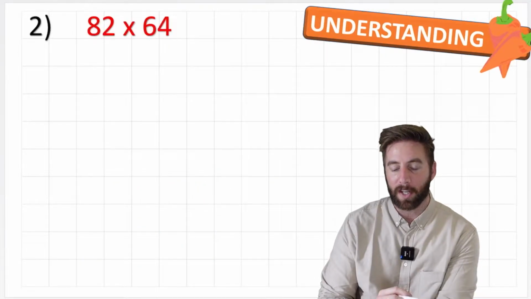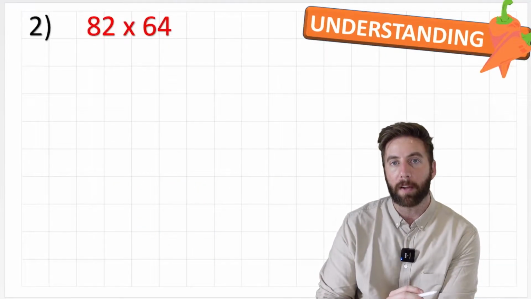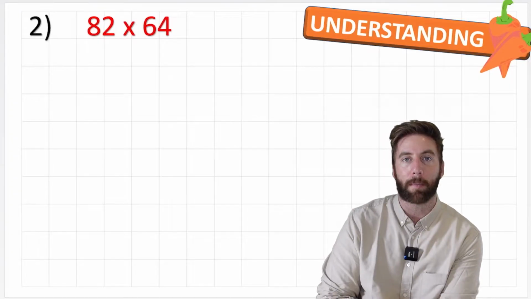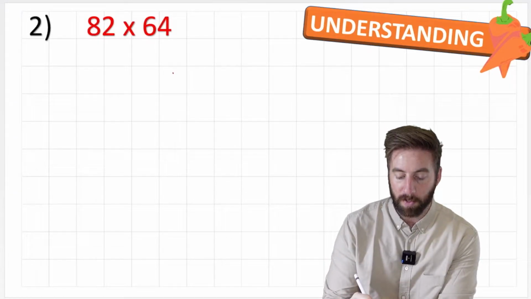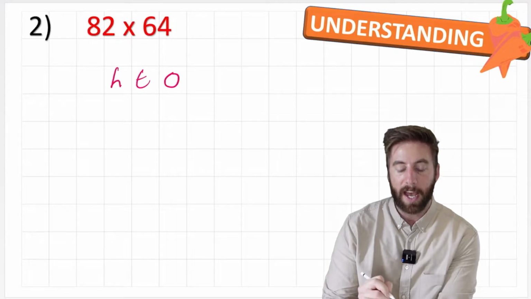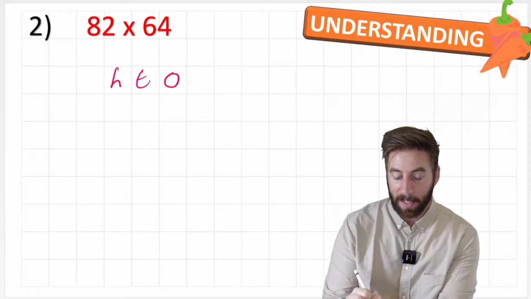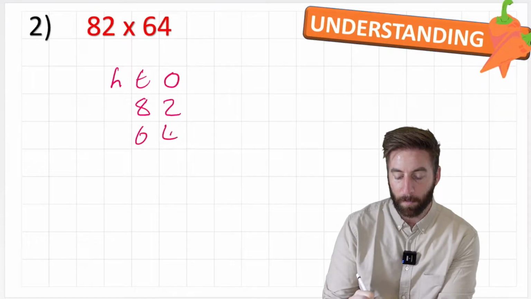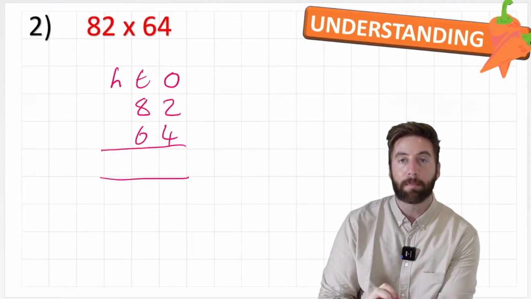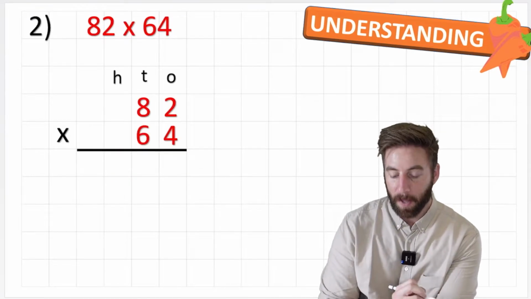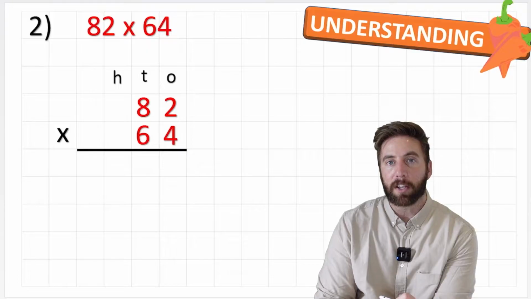Okay, so my next question is a red chili challenge, one that's a bit harder. Why is it harder? Well, these numbers might be a little bit harder to multiply. So let's start at the right place. Let's put our 1s, 10s and hundreds, and then we put our numbers in place. 82 times 64. Put my equal line, and I'm ready to begin. But let's just tidy it up. There we go.